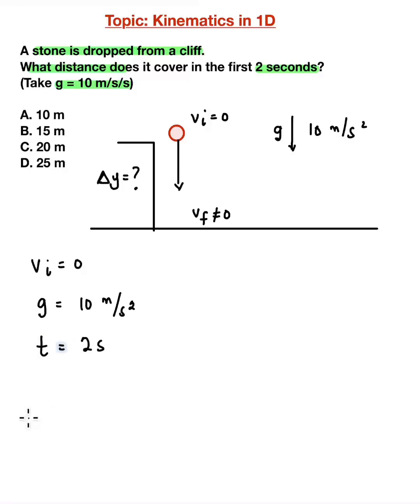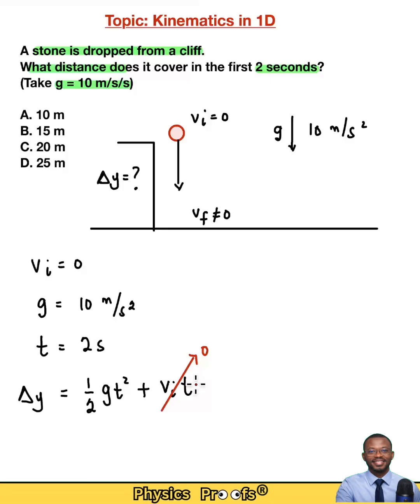So applying our kinematics equations of motion, we can use delta y, which is the vertical displacement, equal to 1/2 g t squared plus the initial speed times the time. But since this stone is dropped, the initial speed Vi is going to be 0. So this term here goes to 0. And this simplifies the problem a lot. In the next video, I'm going to talk about the case where the stone is tossed vertically downwards.